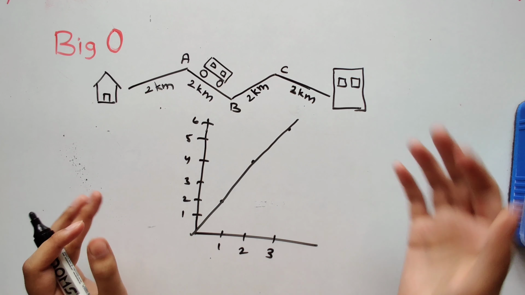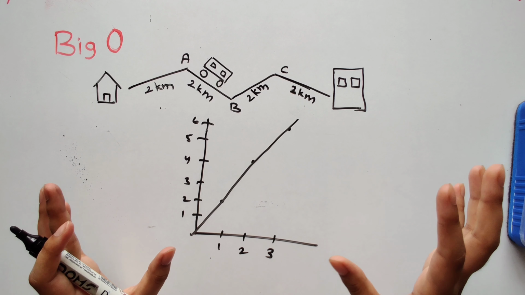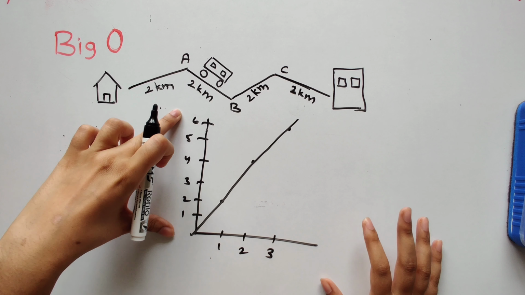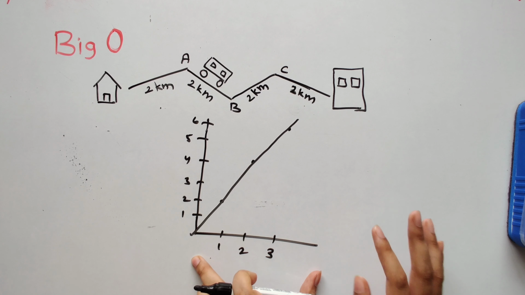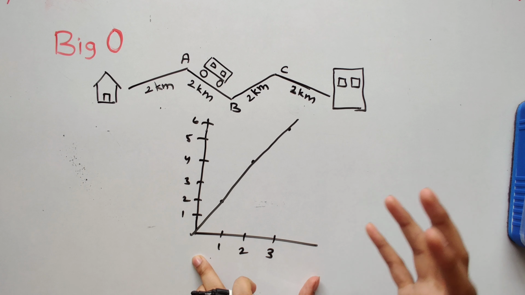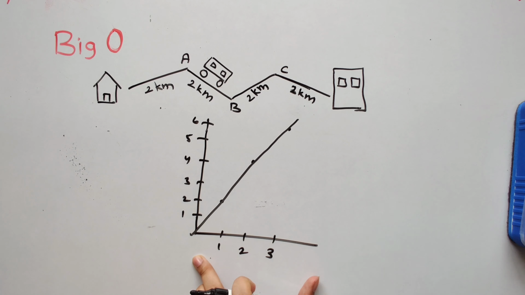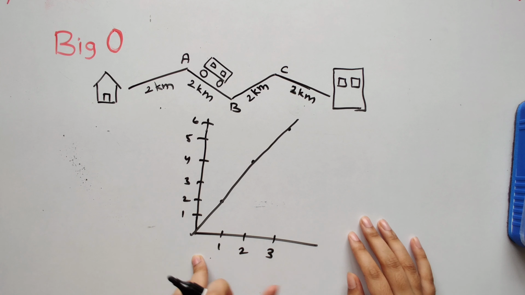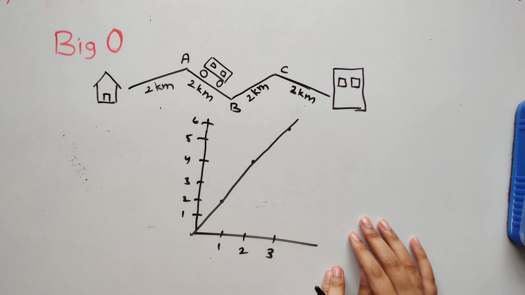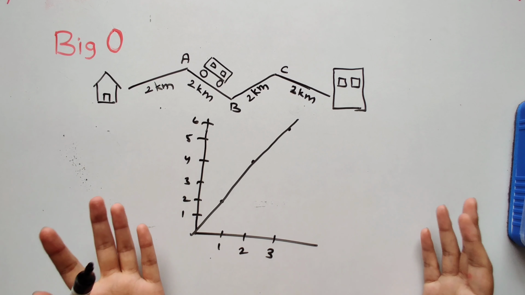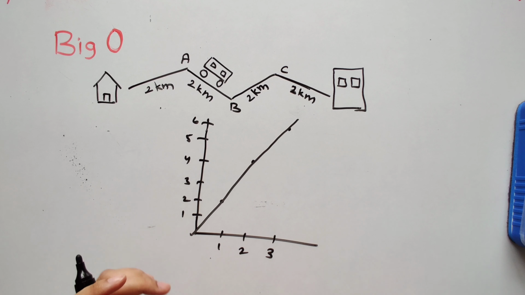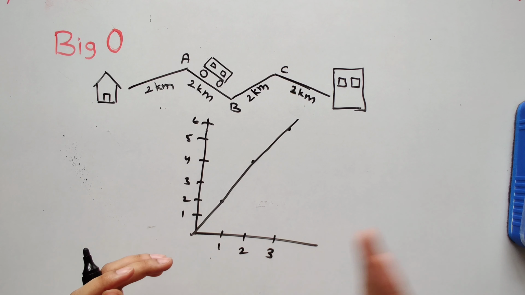So this is linear. Why am I not saying constant time? Because understand one thing. When my output is a function of my input, when the output depends on how many inputs I'm getting, what is the length of my input, then it cannot be constant. If I said that every time I have to travel 2 kilometers no matter how many stops come in between, then it would be constant, because you're stuck at 2 kilometers. But that's not the case. It's linearly increasing with the number of inputs.